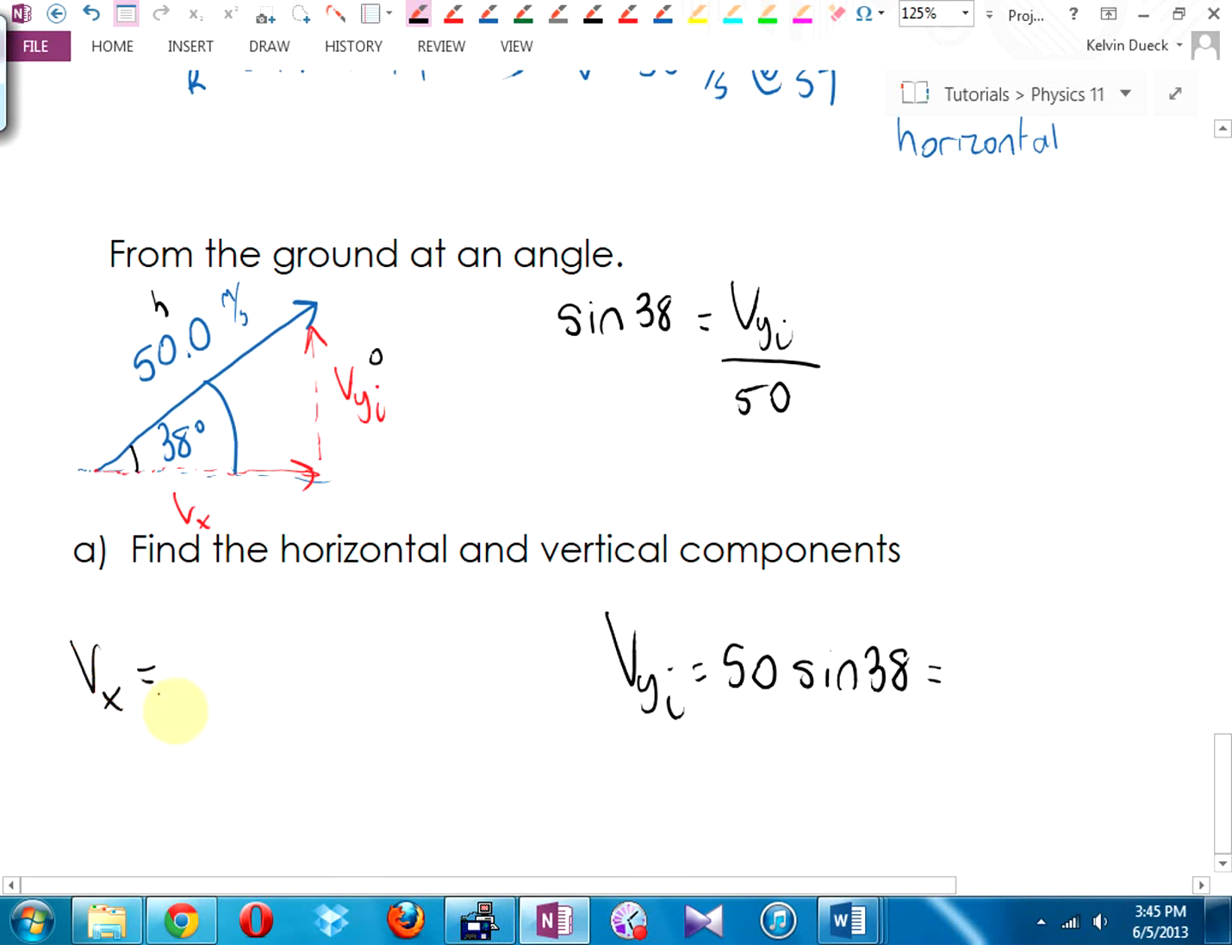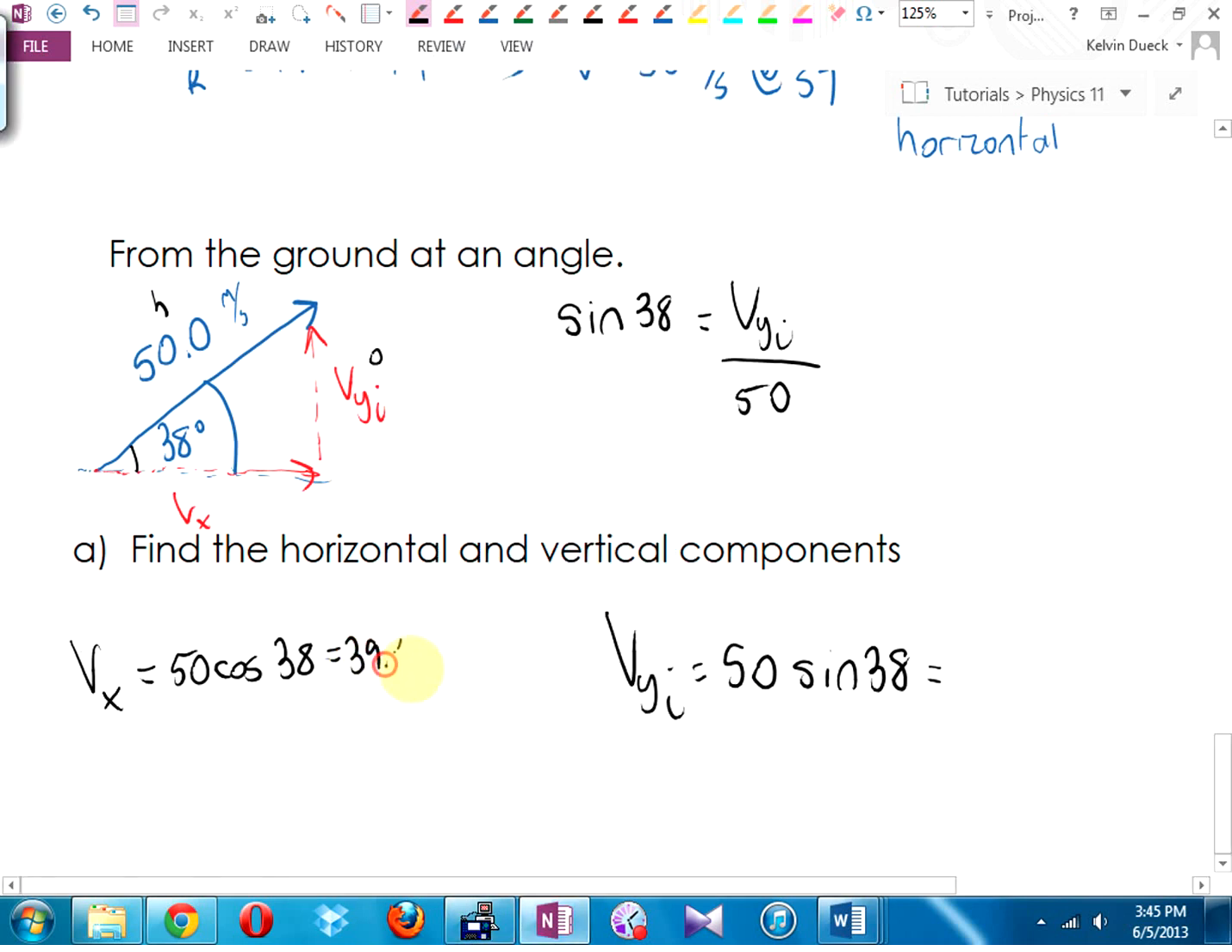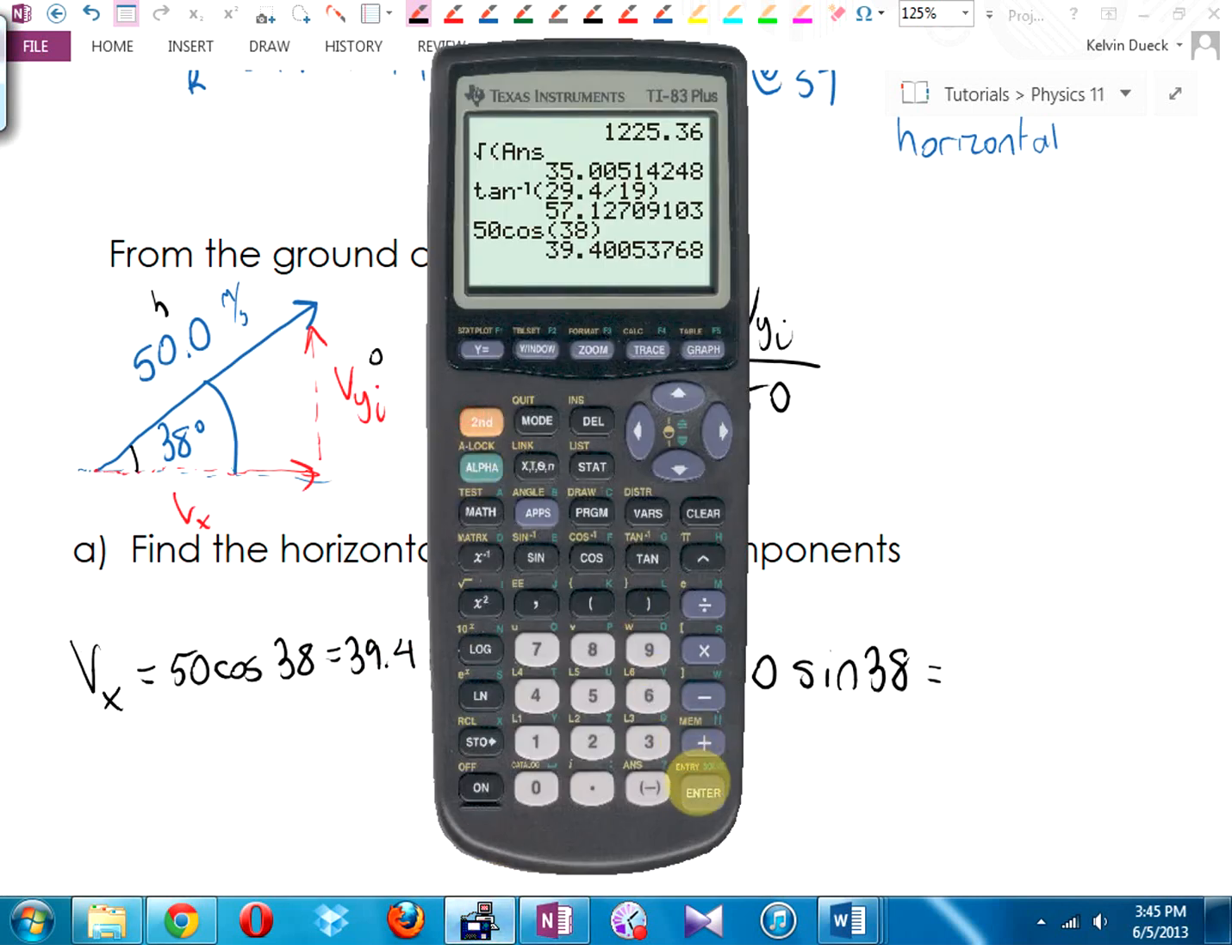Now you know. Vx is going to be 50 cos 38. Oh, nice, 39.4. You know what? 39.4 is rounded off nicely then. Don't forget the units if I actually ask for that as an answer. And Vy is 50 sine 38, which is 30.783. I'm going to write 30.783, but then for my answer, I'll round off to 30.8. But I'll use 30.783. That's a nice place to round off because there's a 0 there, yes?